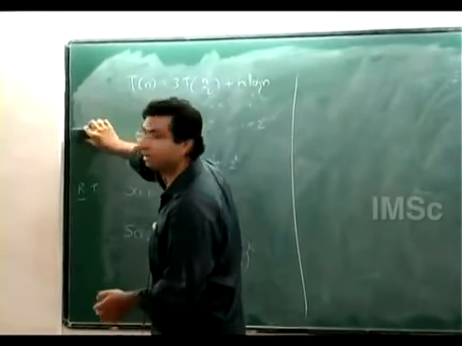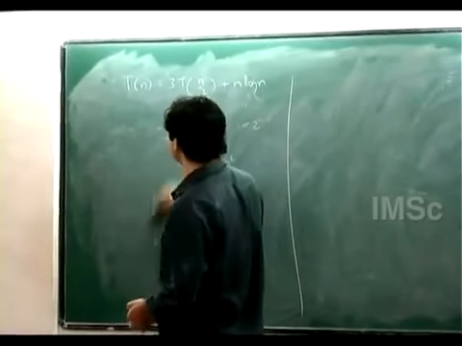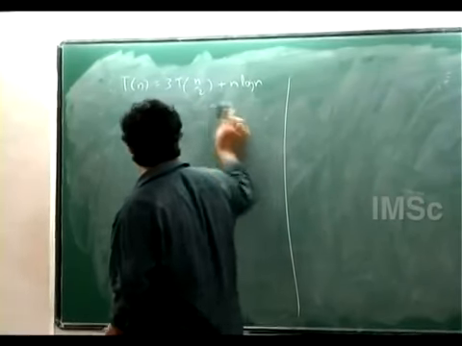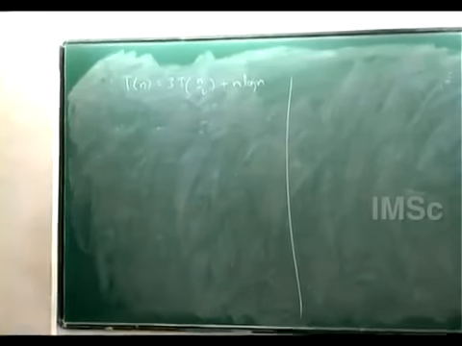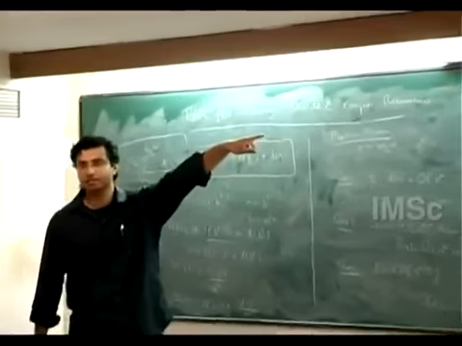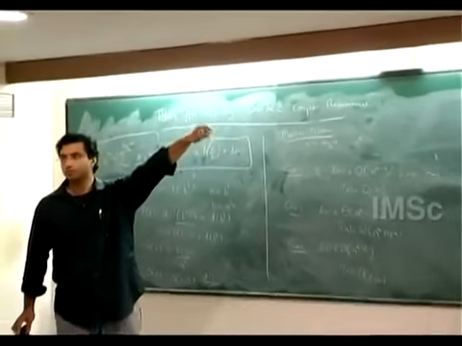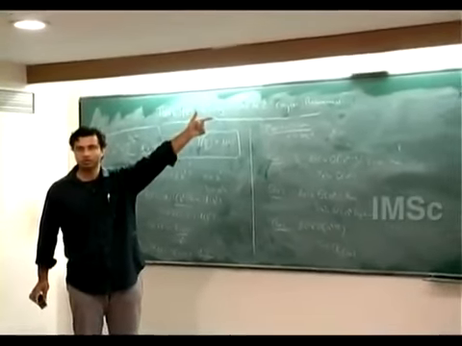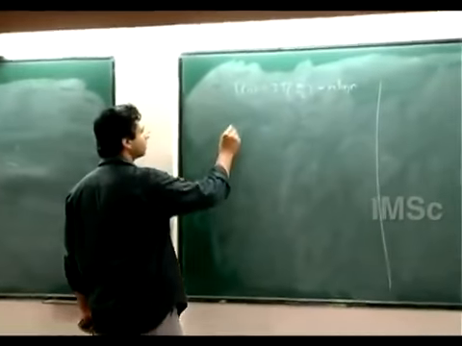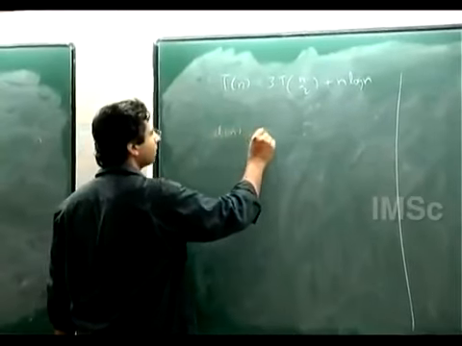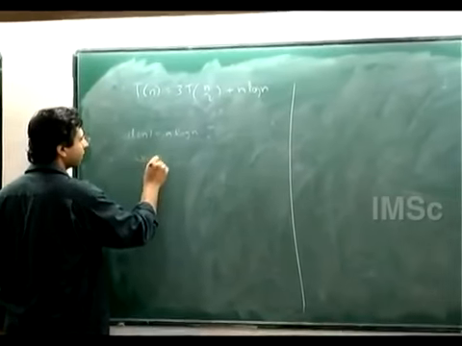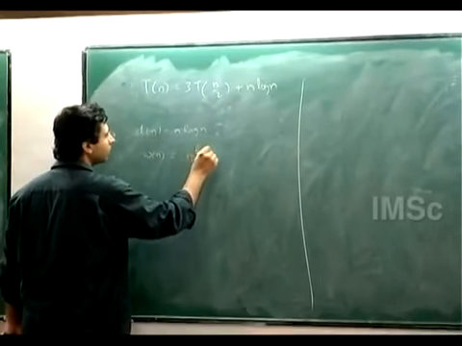Can I apply master theorem? Can I apply master theorem if my recurrence is of that form? I can't. Why? Because the driving function is n log n. The watershed function is, say, W(n), which is n raised to log 3.